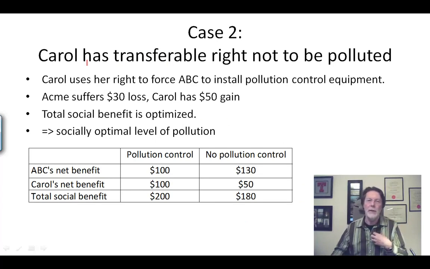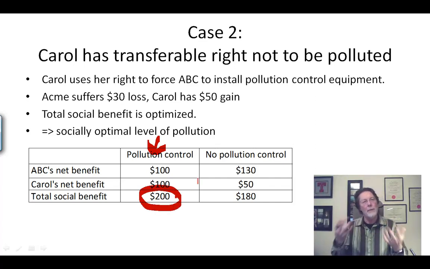Well, suppose Carol has the right not to be polluted. If she has the right not to be polluted, she can force ABC to install the pollution control equipment, and that means that she can force this outcome here. In this outcome, ABC loses $30, but Carol gains 50, and the net social benefits are 200. So Carol has a property right in not being polluted. If she can enforce that, we will have the socially optimal level of pollution.